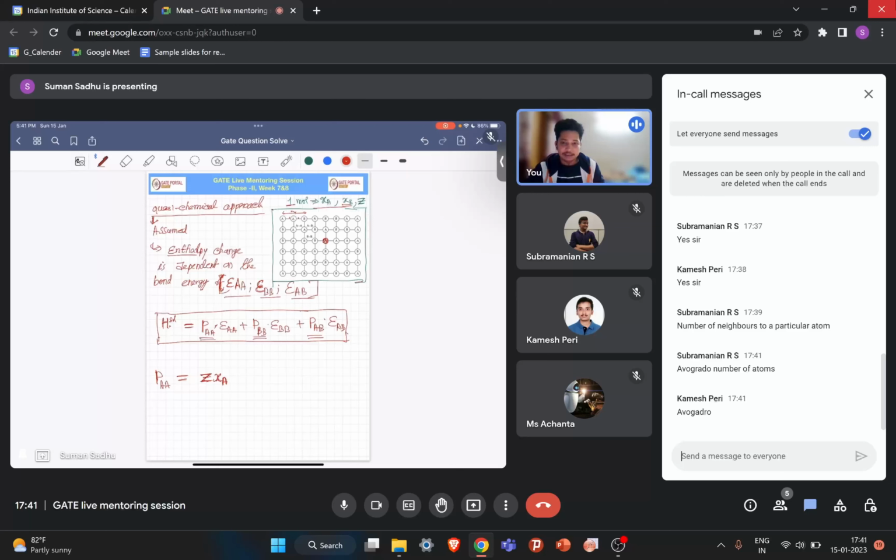Let's say Avogadro's number we write as Na. So the total number of atoms is Na, and in the total number of atoms, the fraction XA is A atoms. So this is the total number of A atoms in your system. This A atom is surrounded by Z number of atoms, but not all of the Z atoms will be A atoms. So the probability will be the coordination number into XA into Na.